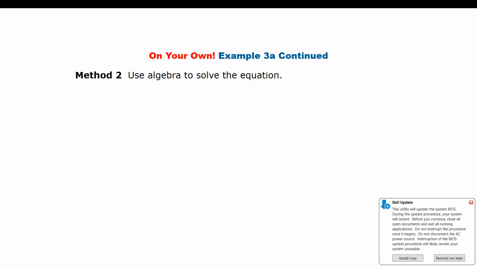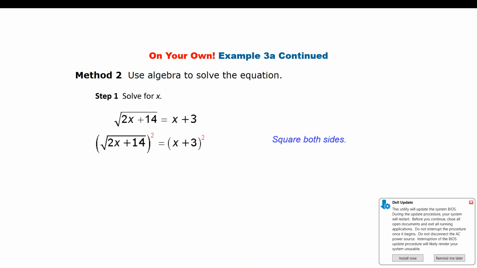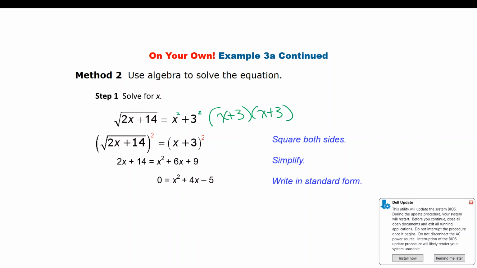All right, to solve this problem algebraically, we're going to first go ahead and square both sides. So once we do that, again, remember this is not equal to x squared plus 3 squared, which is 9. We have to actually write it out, x plus 3 times x plus 3, and FOIL that. And when you do, you end up with this equation. And we're going to rewrite it into standard form so it equals 0.